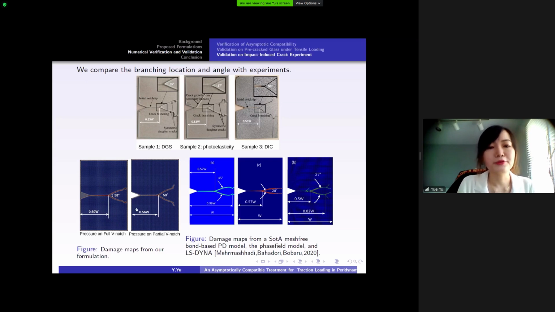But the branching location is a bit further than in the experiment. We realize that's probably because we used the assumption of the full V-notch. Therefore, we ran a simulation with a partial V-notch, and we get a more consistent branching location. On the right-hand side, I also compared these results with some results from state-of-the-art methods, including the bond-based peridynamics model, the phase field model, and LS-DYNA. Although I wouldn't say that's a super fair comparison because they don't have the normal contact force measurement available, we can see that we have the best prediction of the bifurcation angle compared with all those methods.